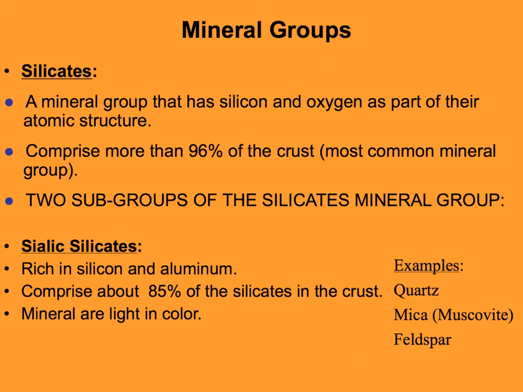They're the sialic silicates, and I always look and I see the Al in the sialic. Al to me stands for aluminum. So I know there has to be silicon, I know there has to be oxygen, and the Al stands for aluminum. Now, out of the silicate minerals, sialic dominates with about 85% of all the minerals in the crust. And the aluminum has a tendency to make the sialic silicates lighter in color than the cemantic silicates.